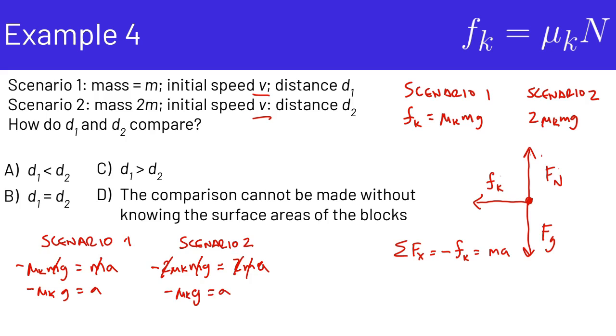All right, so the acceleration is equal for both scenario 1 and scenario 2. And since the initial speed is equal for both blocks, that means that the distance they travel is going to be the same. So our correct answer here is B. d1 is equal to d2.